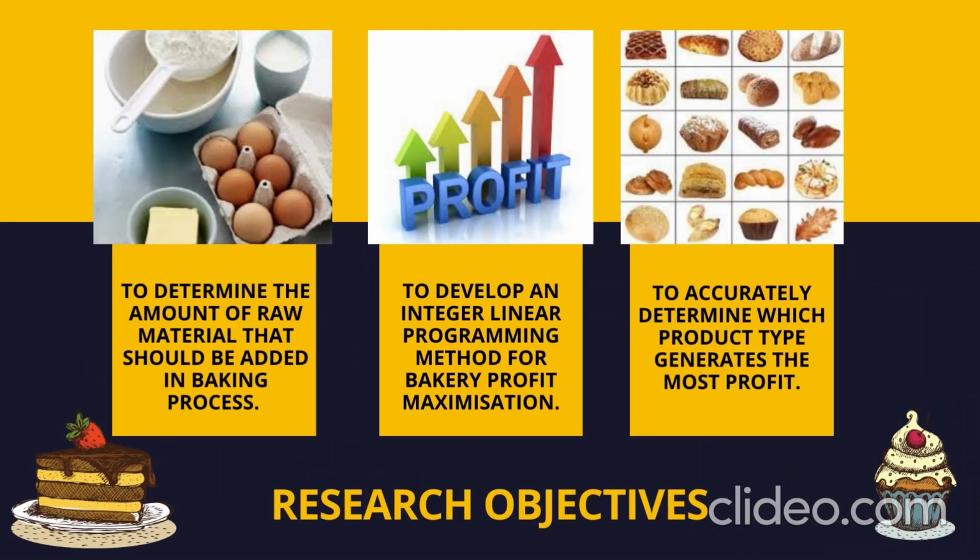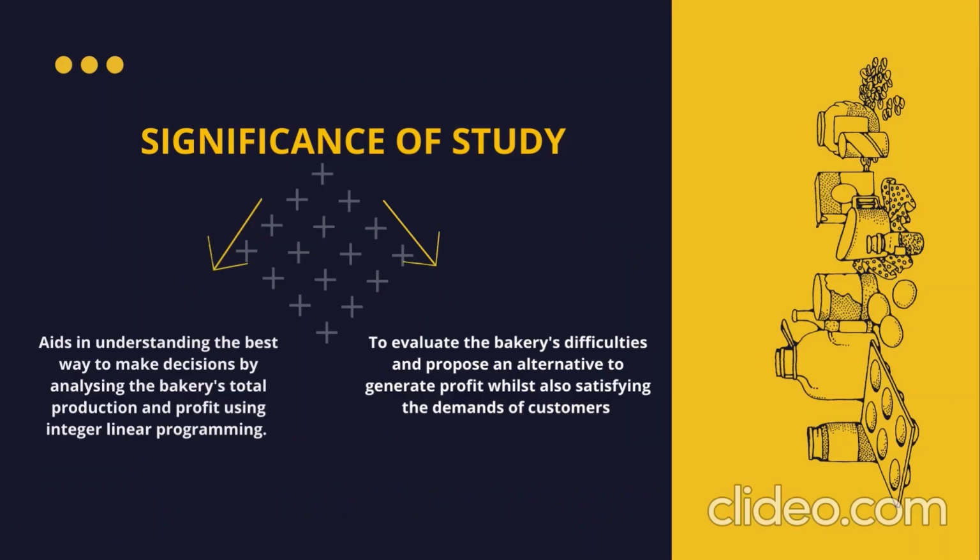There are mainly three objectives for this research. The first one would be to determine the amount of raw materials that should be added in the baking process, to develop an integer linear programming method for bakery profit maximization, and finally to accurately determine which particular product type generates the most profit for the bakery. Moreover, this study would aid in understanding the best way to make decisions by analyzing the bakery's total production and profit using integer linear programming.